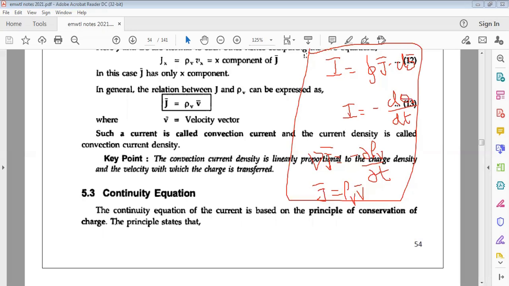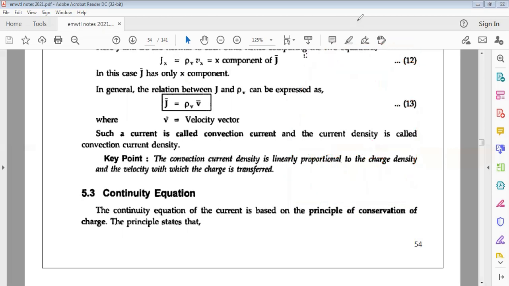And J bar is the relation between current density and the velocity in the x direction, or the component of x. Actually it is Jx bar. Jx bar is equal to rho v into Vx bar. Both are in the x direction, so simply J bar is equal to rho v into v bar. Okay.